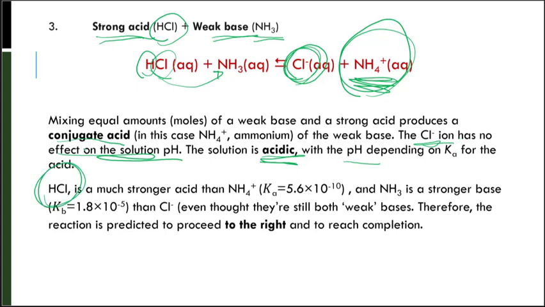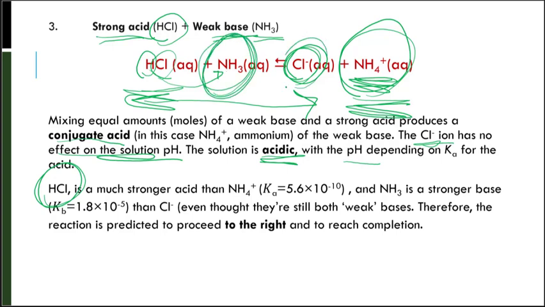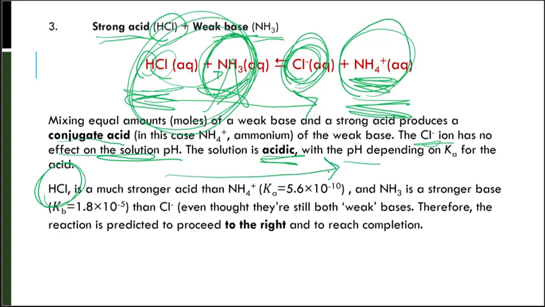Again, we know that HCl over on the left is much stronger than the conjugate acid on the right, so the reaction will proceed to the right. Additionally, if I compared the Kb value of NH3 and Cl minus, NH3 wins out. So our strong acid and stronger base are on the left, so our reaction goes to the right to reach completion.